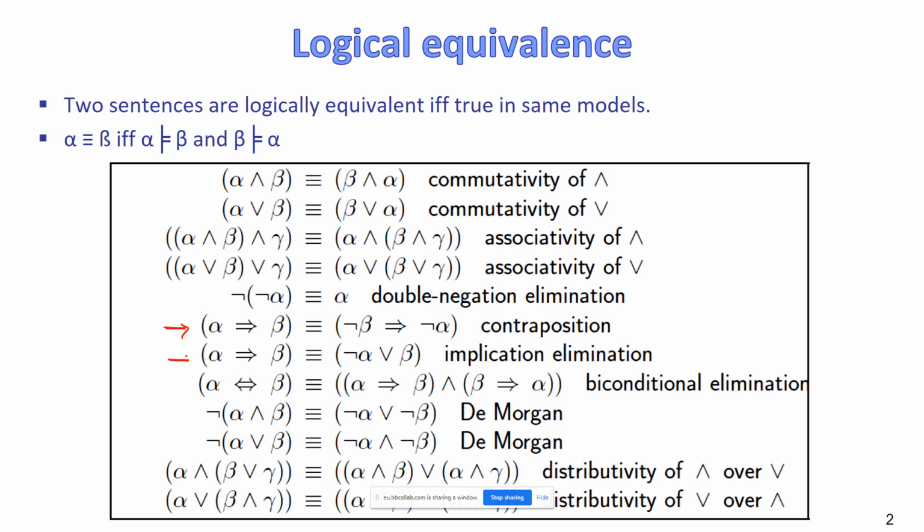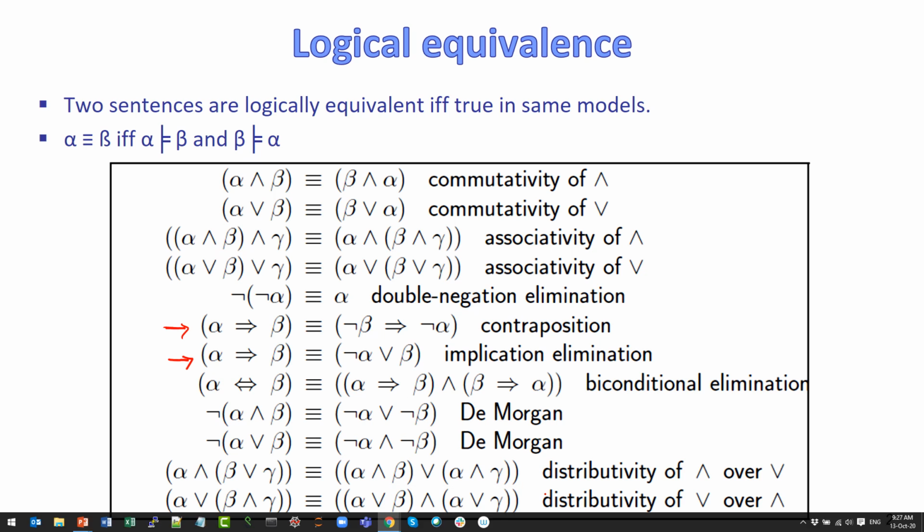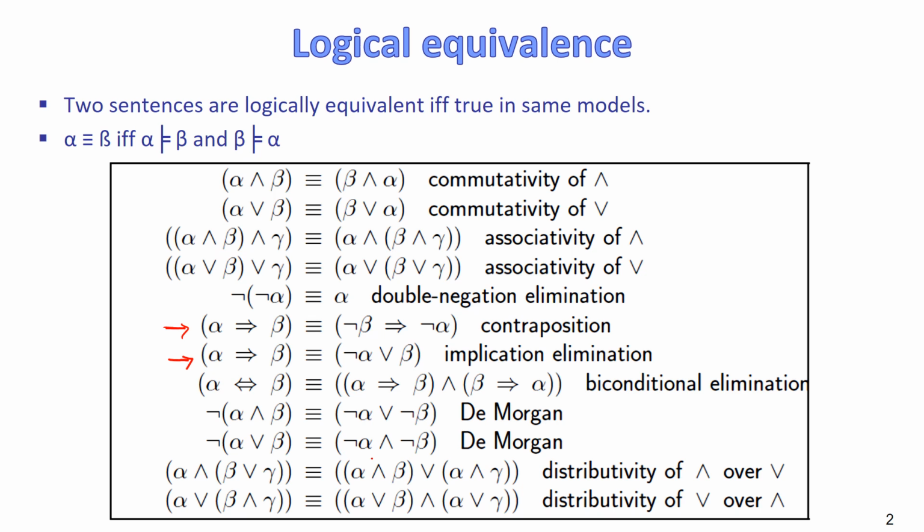This is also very important to remember. That's how we convert from an implication statement to an OR statement. So alpha implies beta is equivalent to not alpha or beta. The biconditional statement is equivalent to two implication statements in both directions. These are De Morgan's laws, and these are the laws for distribution of and over or, and or over and. These are all laws that you are already familiar with from discrete math. Any questions about this?